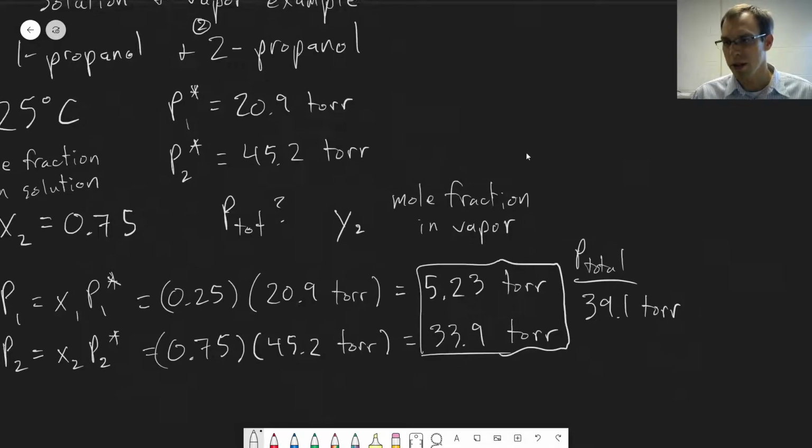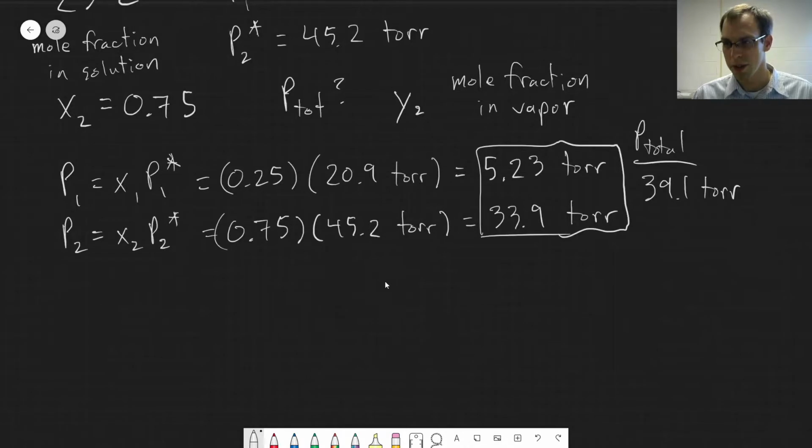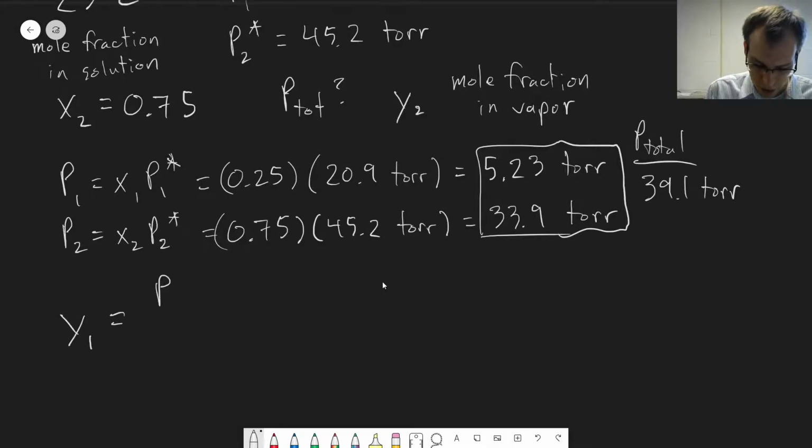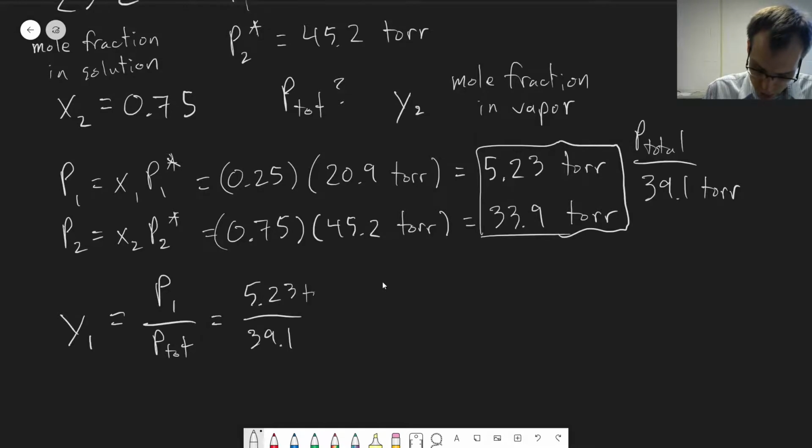Now the other question is, what's the mole fraction Y2? What we need to remember is that for ideal gases, the mole fraction in the vapor of component 1, Y1, is simply equal to the partial pressure of component 1 divided by the total pressure. So we can just plug in our values here. We have 5.23 divided by 39.1. These are both in torr, but the units will cancel here. And 5.23 divided by 39.1 is equal to 0.13.